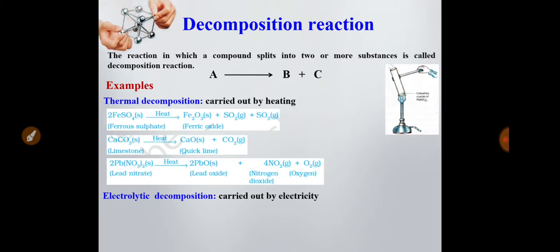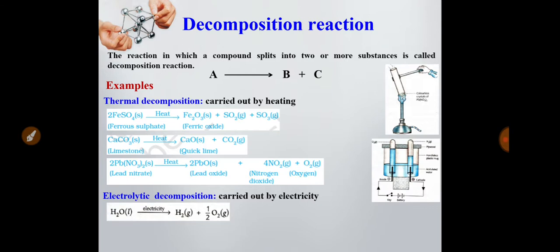Now the second type of decomposition process is electrolytic decomposition. This decomposition process is carried out by electricity, and the example of it is H2O. When electricity is passed through water, it decomposes to hydrogen gas and oxygen gas, and this is the experimental procedure. Here water is taken and two electrodes are placed and connected with electricity or an external battery to form hydrogen gas and oxygen gas.